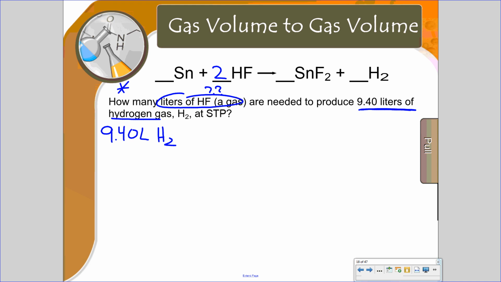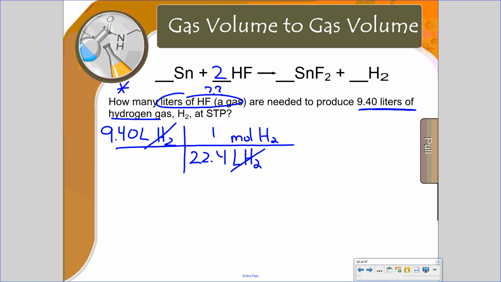All right, so I'm going to do brackets here. So whatever unit's up top comes down on bottom. If you're not in moles, you need to get moles. We're in liters, so we need to get to moles. So we're going to go to moles of hydrogen. And this relationship is that 1 mole is equal to 22.4 liters at STP. That's the conversion factor you should know from last semester.